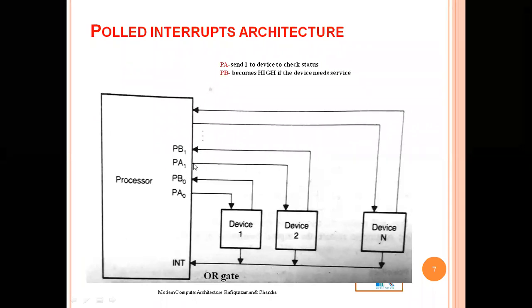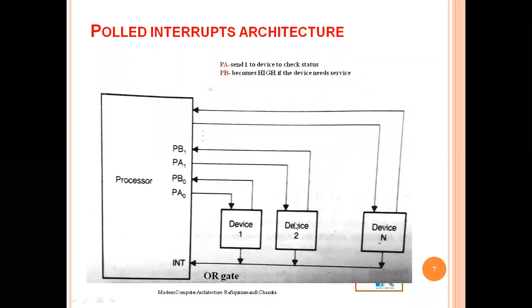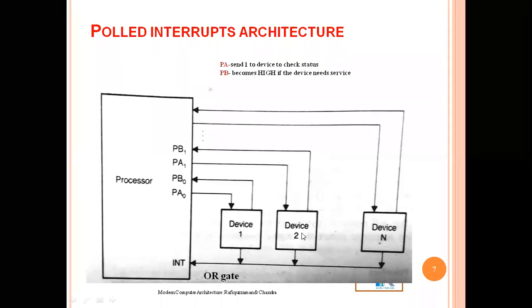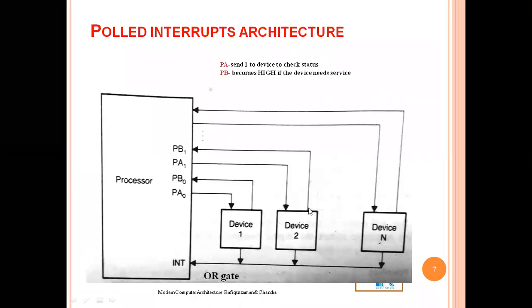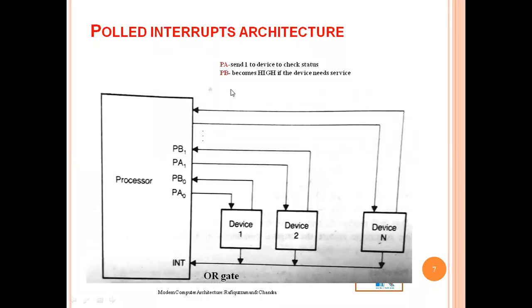That means the signal will be 1 and it will go to device 2 to check whether this device has generated the interrupt signal or not. If this device has generated the interrupt signal, this line will be high. Here it is written: PB becomes high if the device needs the service. If device 2 needs the service, it will make this line high, PB1. So when this PB1 is high, the processor will go to the particular service routine written for the device, and it will do the transfer operation between the device 2 and the processor.